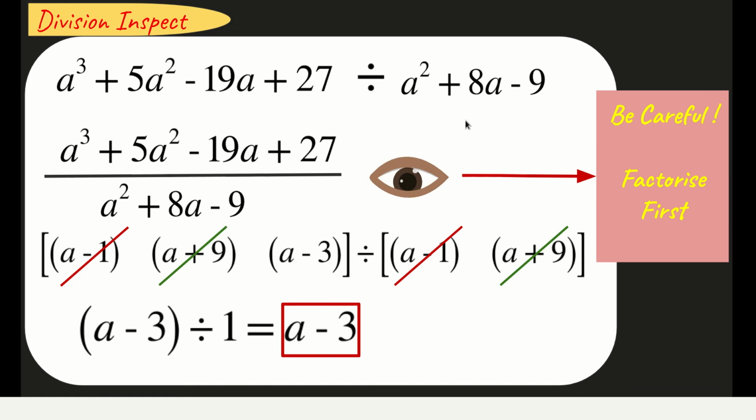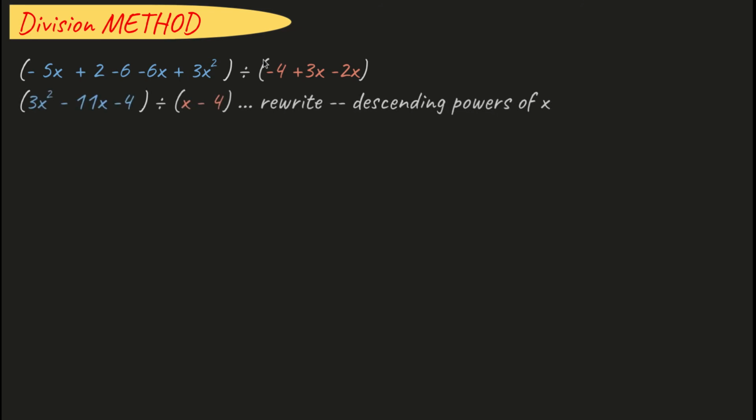Let's get on with the real object of this video, which is the method that we use to do long division. Given that problem, minus 5x plus 2 minus 6 minus 6x plus 3x squared divided by minus 4 plus 3x minus 2. The first step you do is you rewrite this equation properly. And you rewrite it in descending powers of x.